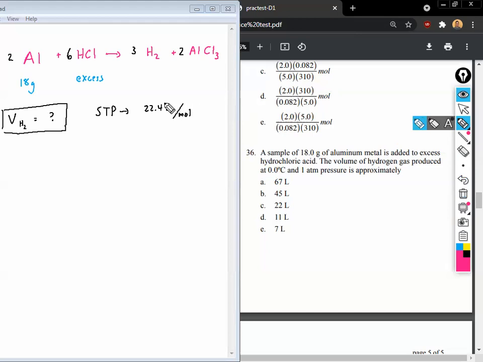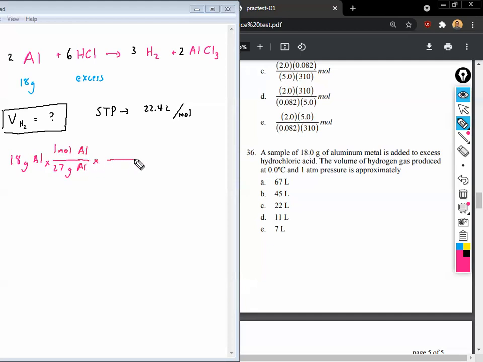All righty, guys, let's wrap it up and then we'll be all done. If you're still finishing it up, feel free to finish on your own, but let's get started. So our starting number is 18 grams of aluminum. We've got to turn it into moles. The molar mass of aluminum is 27 grams per mole. So 27 grams of aluminum per 1 mole of aluminum.